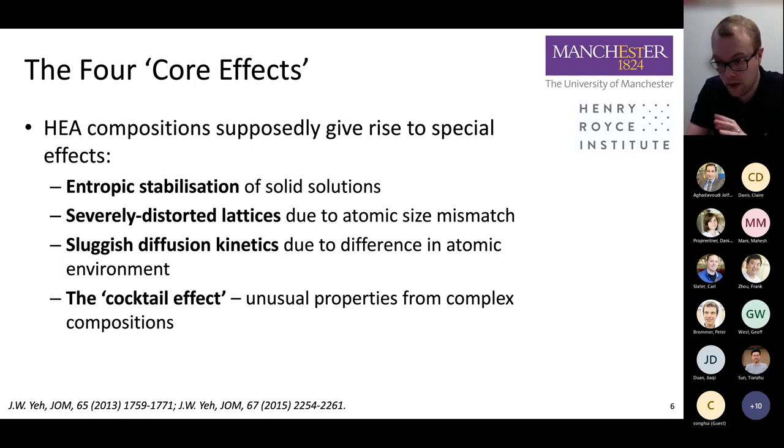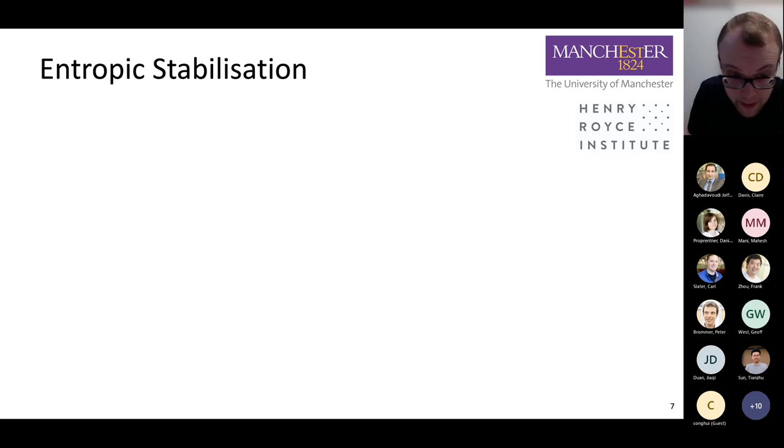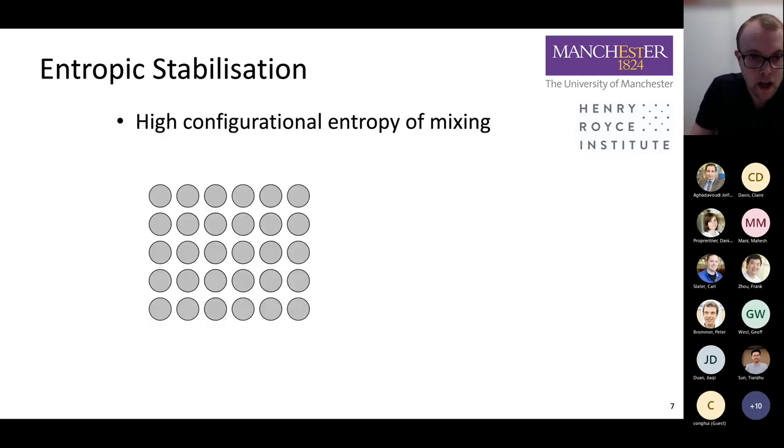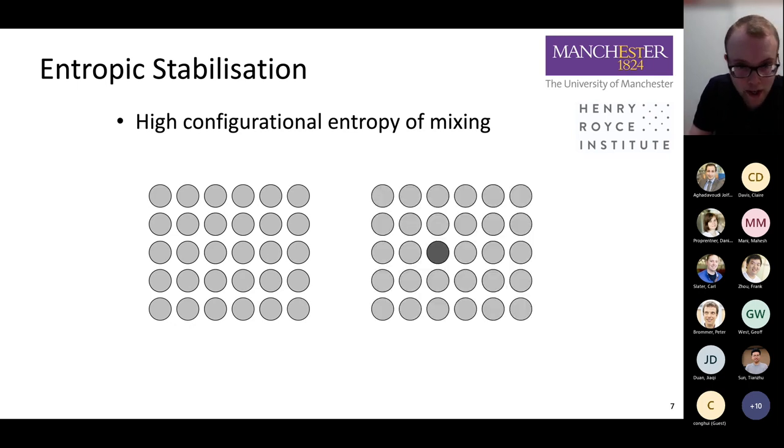What I'm going to do at the start of this presentation is go through and talk about each of these effects in turn and about the evidence for them. So if we talk about entropic stabilization to begin with, hopefully many of you are familiar with the idea of configurational entropy of mixing. If I have a pure substance on the left-hand side here, the configurational entropy of mixing is essentially zero because the number of unique ways in which I can arrange that system is one, and we take the log of that and we get zero.